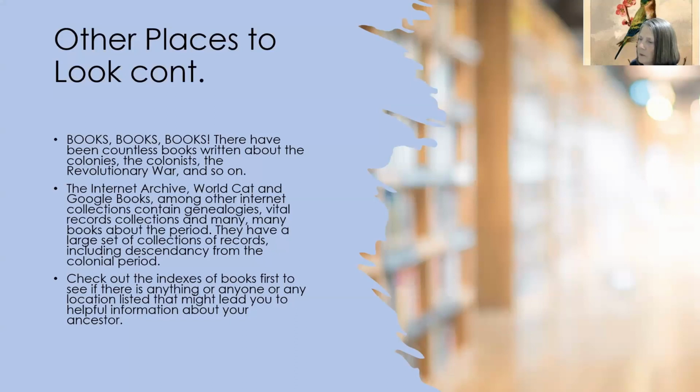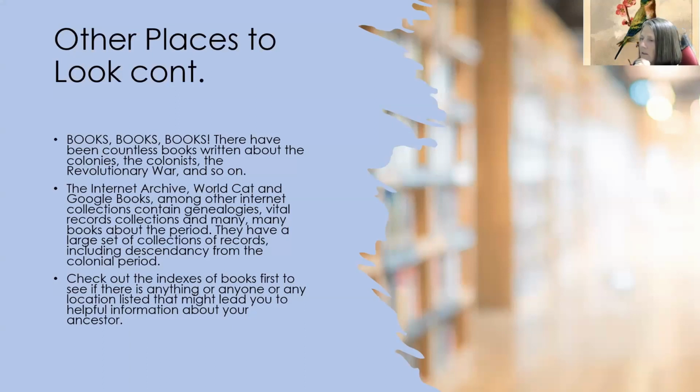You can find these books online. A lot of them are online, not all of them. A lot of them will be in university libraries or other county libraries. But look on the Internet Archive, look in WorldCat, look in Google Books. Those are the three major ones, but there are others. So you can just look up on Google books about the colonies, books about this, books about that, and it'll come up. But you can actually just search these sites specifically for different books.